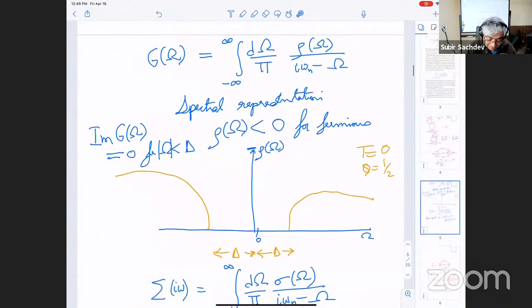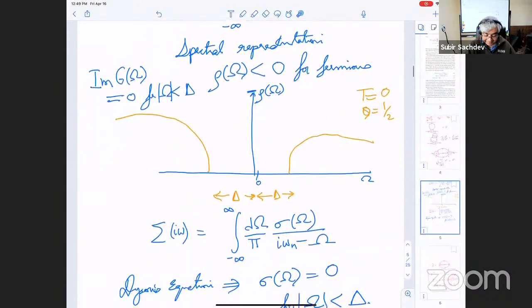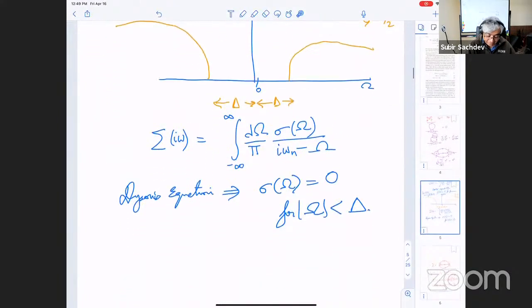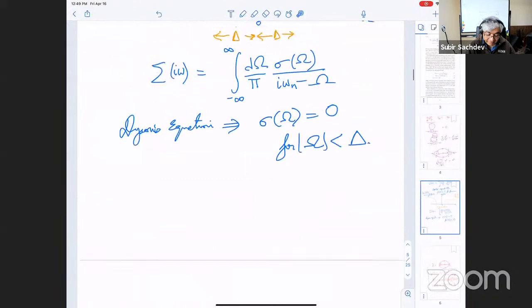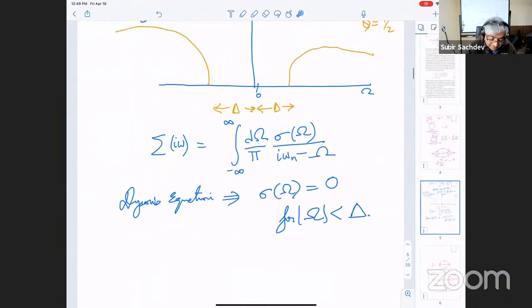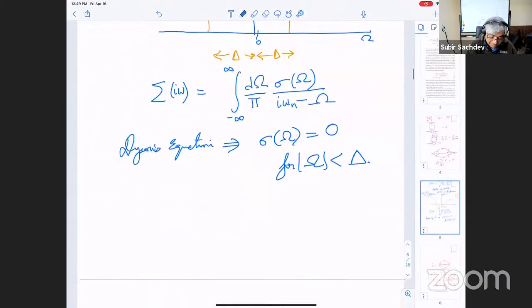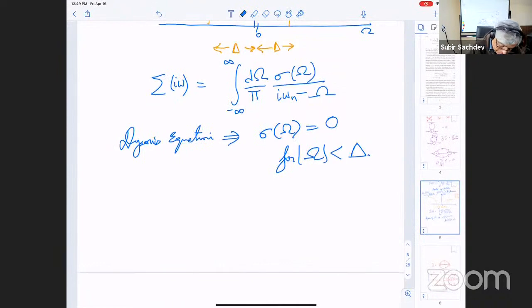All right, so now we want to translate this statement to tau space. What does this statement mean in tau space? In tau space, this tells me that G of tau, as mod tau goes to infinity, goes as e to the minus delta mod tau.